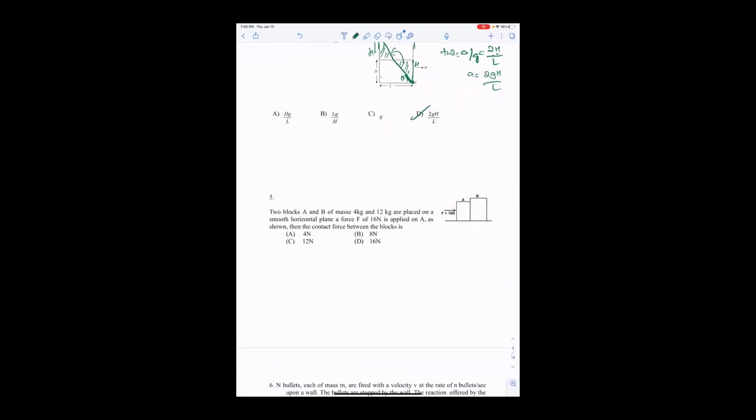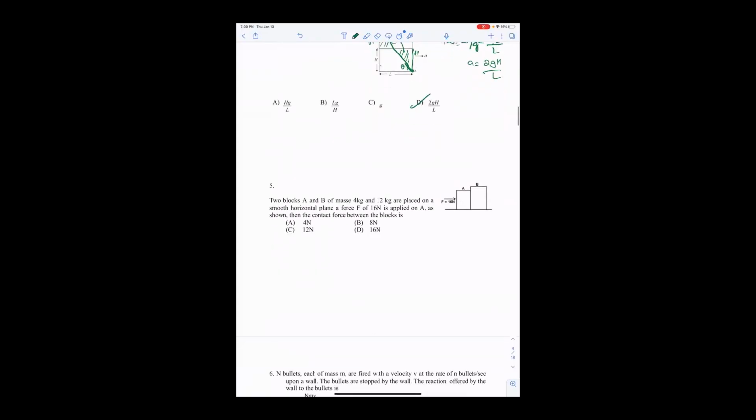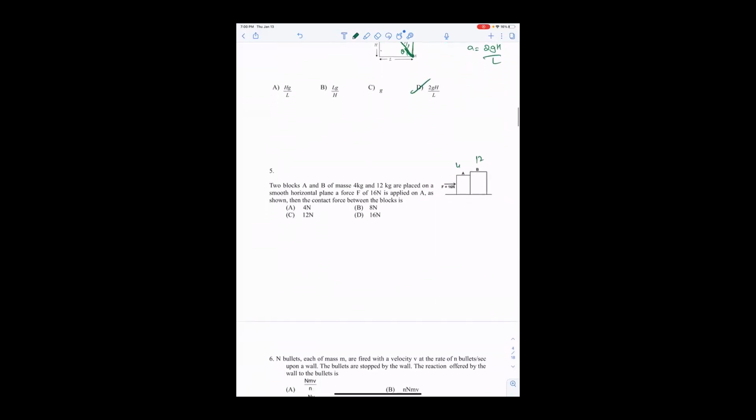Fifth one: the blocks A and B of mass 4 kg and 12 kg are placed on a smooth horizontal plane. This is 4 kg, guys, this is 12 kg. F is equal to 16 Newton as shown. Then find the contact force between the blocks. It didn't say anything about friction. That means mu here is 0. It is a frictionless surface.